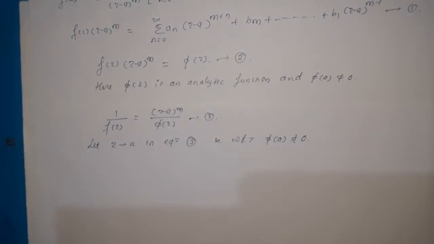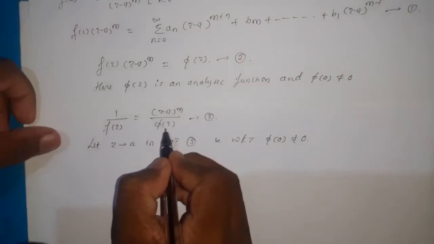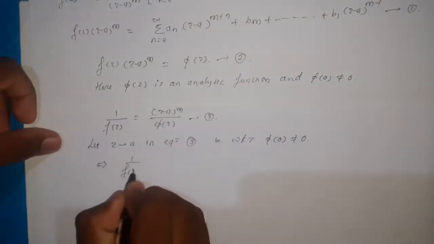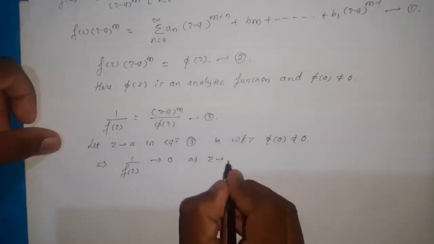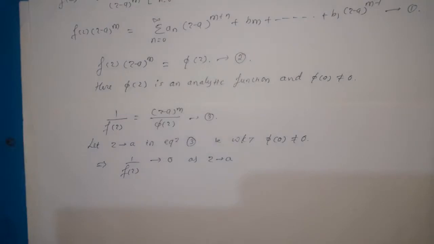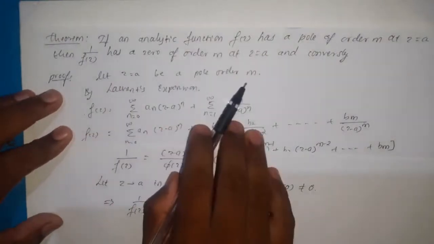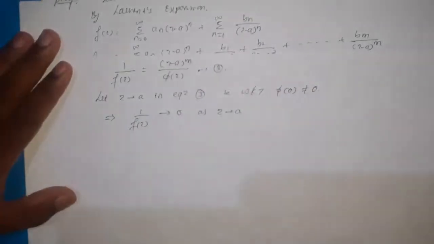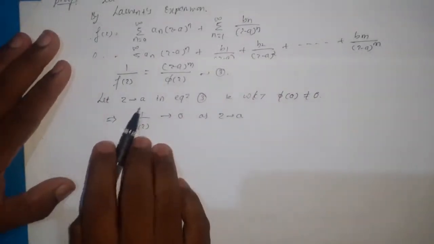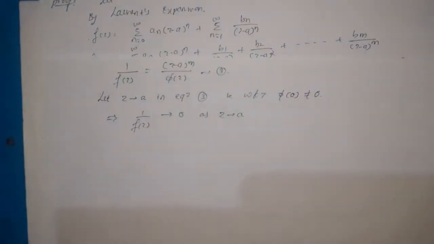If phi of a is not equal to 0, then 1 by f of z becomes 0, because here the numerator is 0 and the denominator is a non-zero quantity. Then it implies that 1 by f of z tends to 0 as z tends to a. So if the value of the function is tending to 0 for some value of z, then we can consider that value of z as a 0 of the function. So initially we considered that z equal to a is a pole of order m for the function f of z, and now the same a becomes the 0 of the function 1 by f of z.